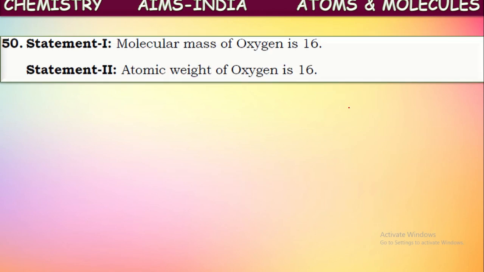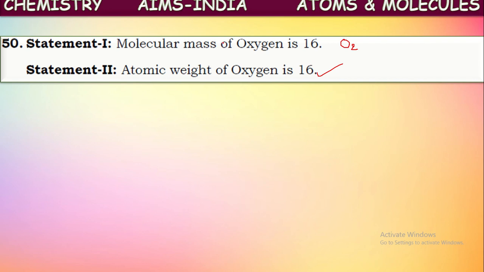Molecular mass of oxygen is 16. Is it true? No, because the molecular formula of oxygen is O2. There are 2 oxygen atoms. The atomic mass of each oxygen atom is 16, or the atomic weight of oxygen is 16. This statement is true. The second statement is true because the atomic weight of oxygen is 16 only.